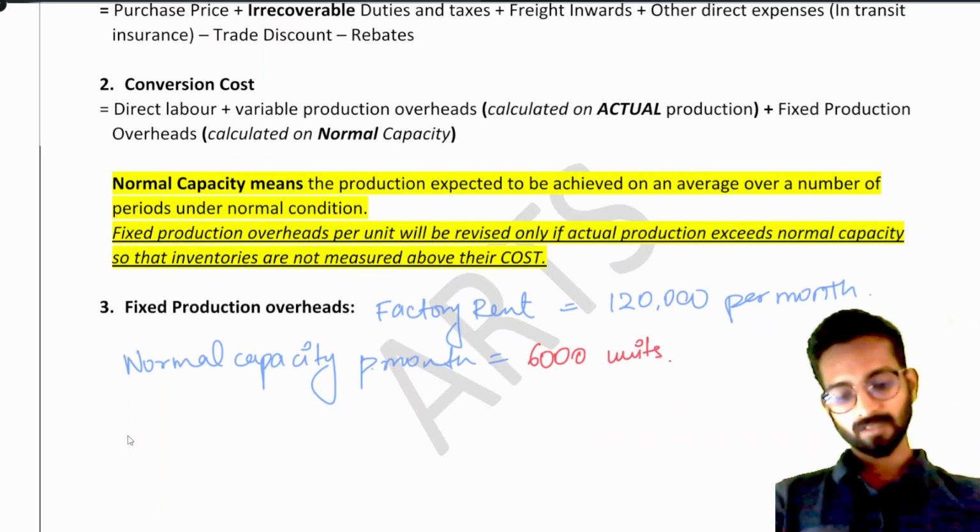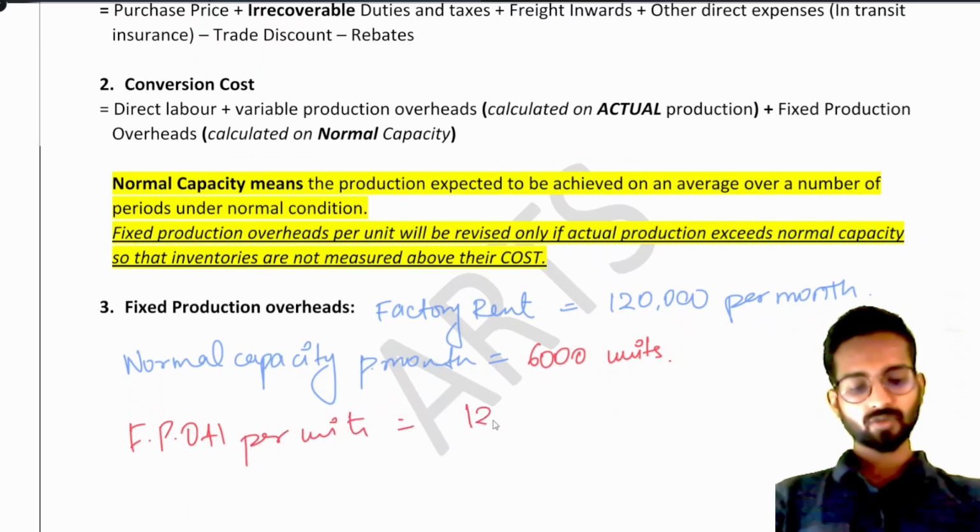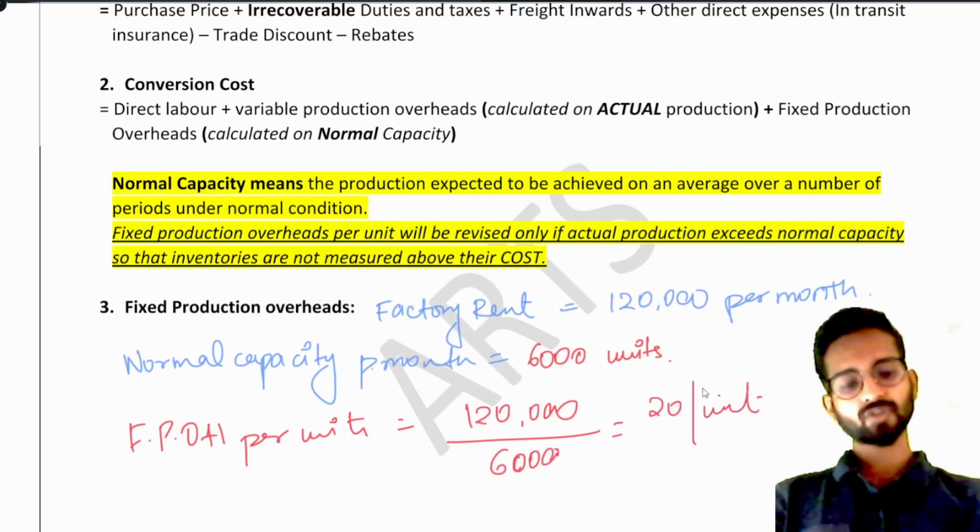Can you tell me fixed production overhead per unit? You will say, sir, it is very easy. The total cost is 1,20,000. 6,000 units we are producing every month. So we can say 20 rupees per unit is our fixed production overhead.